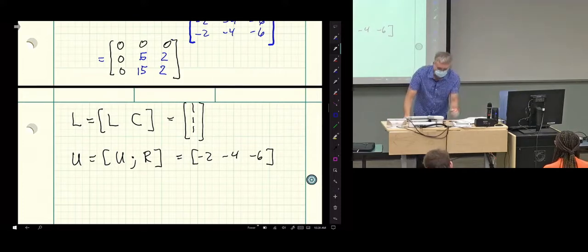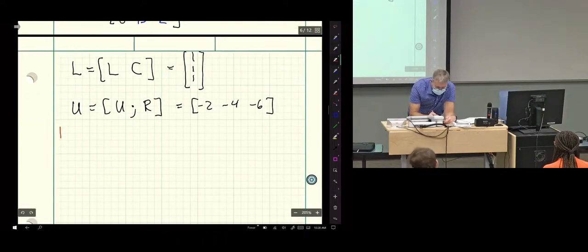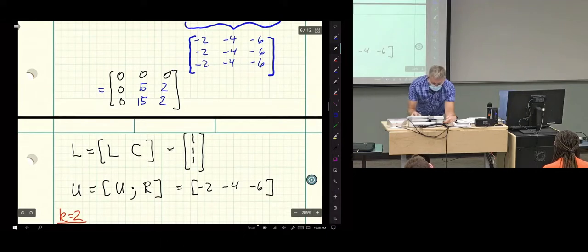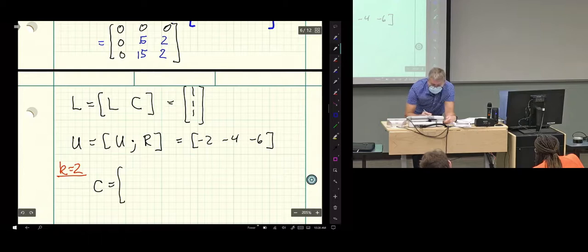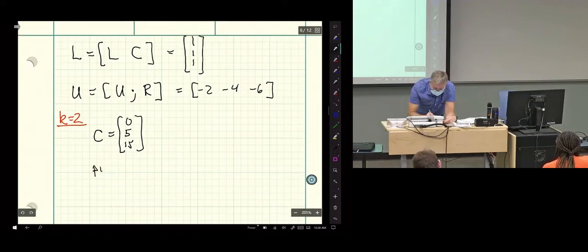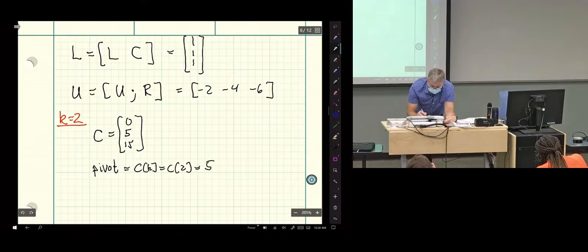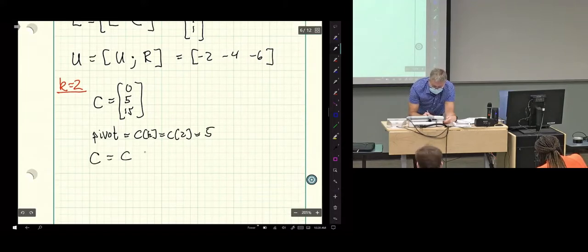I need to do these next few pages a little bit quicker, but let's see how that goes. Step K equals 2. So that's what temp is right now. We're going to define then C. We take the second column, 0, 5, 15, and we divide by C of K. Whoops, excuse me. Let's do it more clearly. We define pivot equals C of K equals C of 2 equals 5. And then we redefine C to be C times 1 over pivot. Then that would give us 0, we get the 1, and then we get a 3.